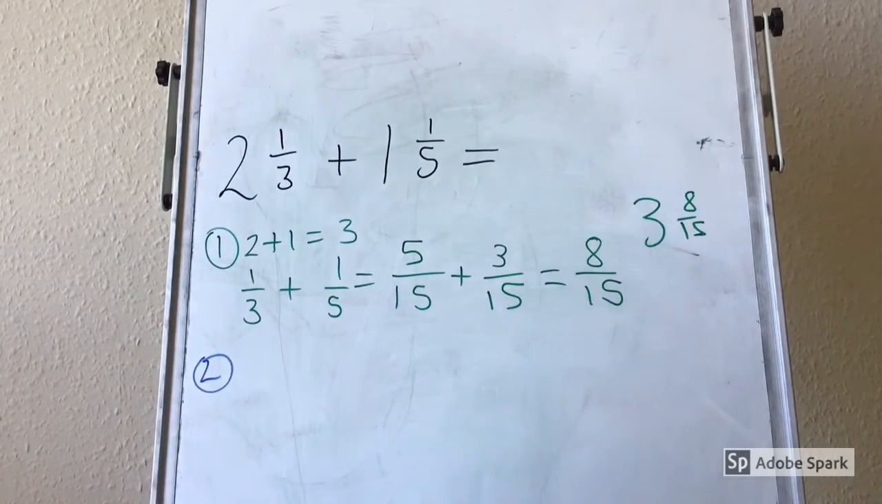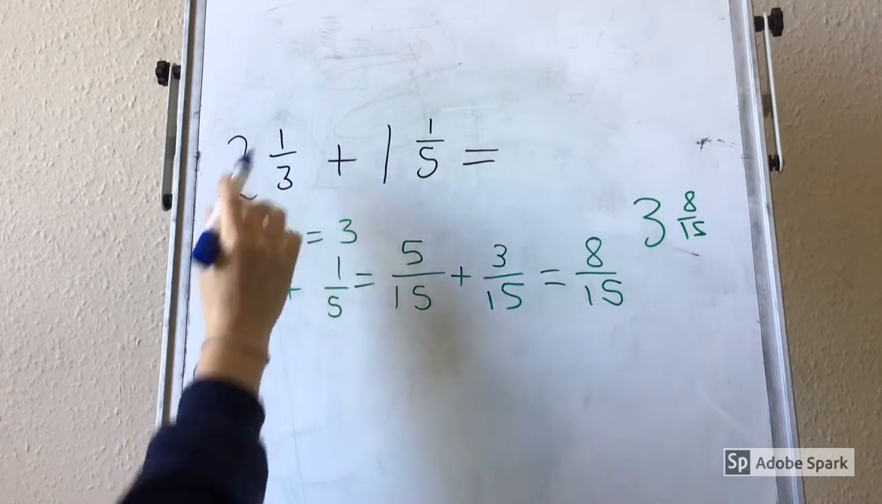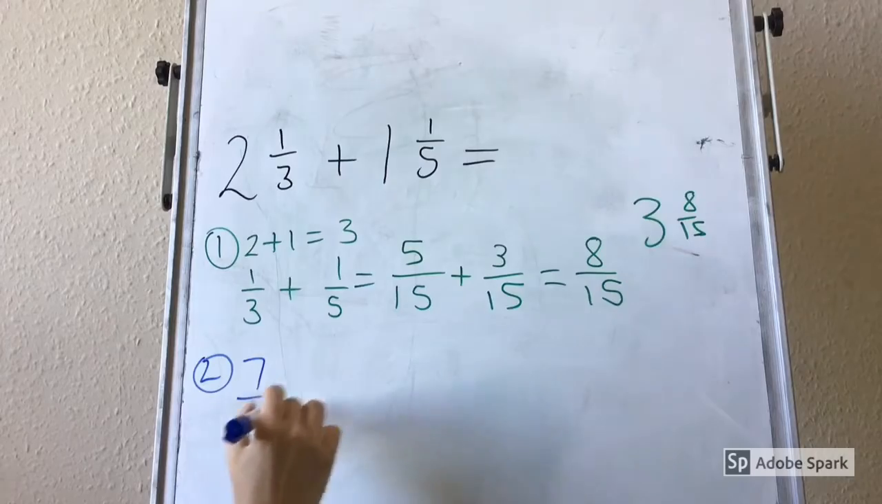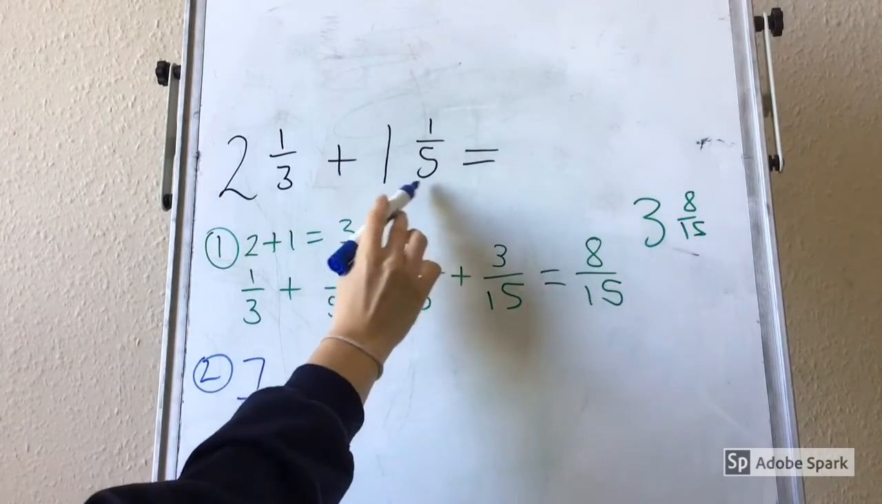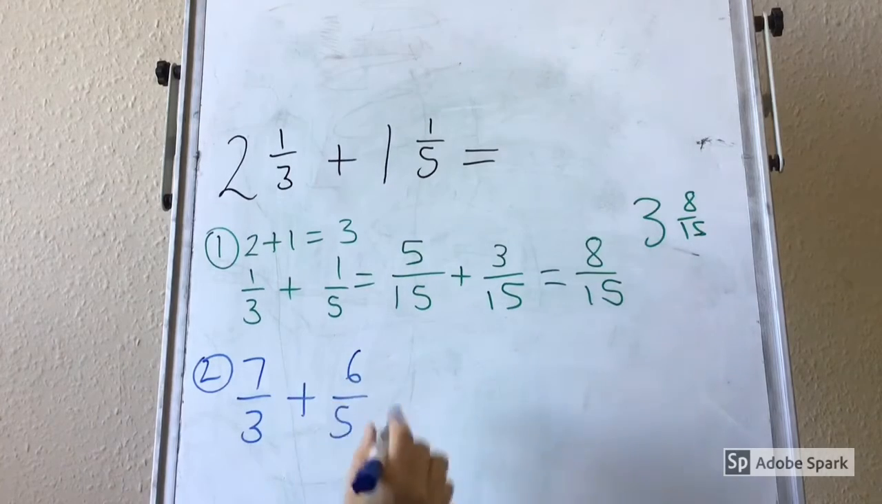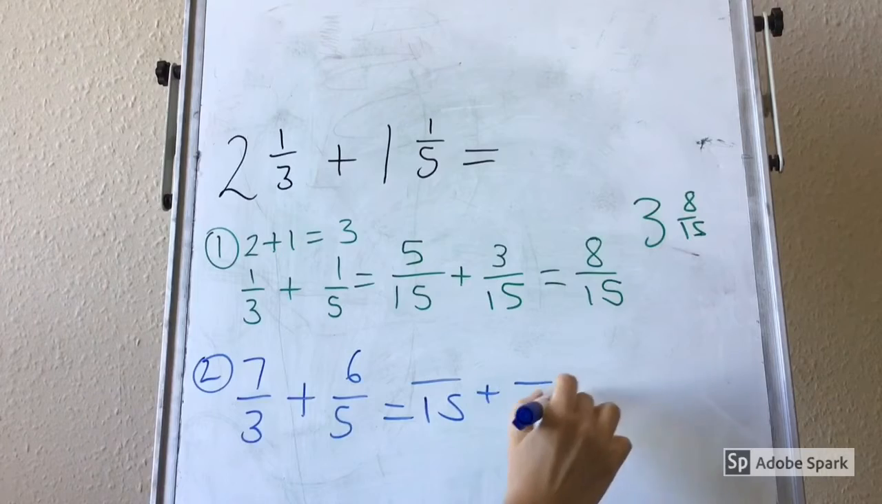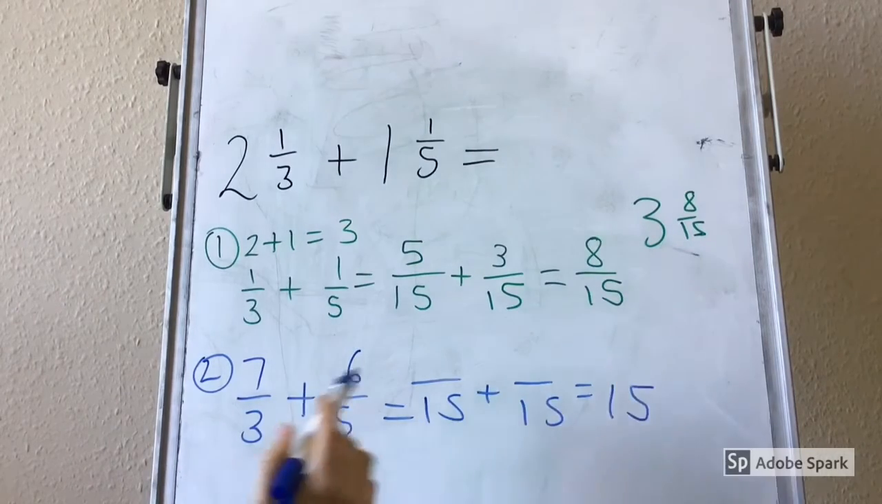Method 2 is turning these mixed numbers into improper fractions. So here I've got 2 lots of 3/3 add 1/3, so that's 7/3, and I've got 1 lots of 5/5 add 1/5, which makes 6/5. But because these fractions do not have the same denominator, again I need to find a common denominator, and I'm going to use 15 as it's the lowest common multiple.